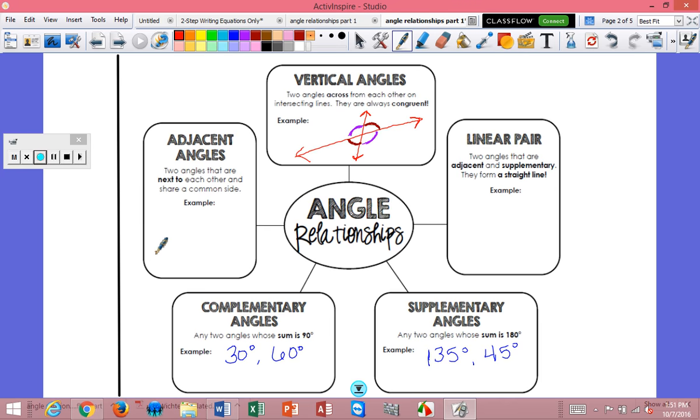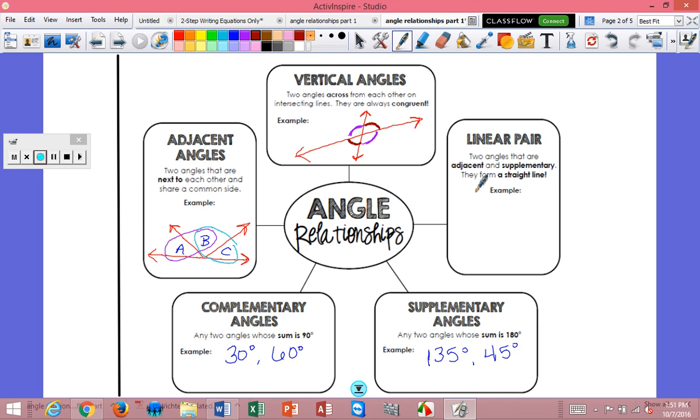Now adjacent angles are angles that are next to each other. So let's say that we have angles A, B, and C. A and B would be adjacent angles because they're next to each other and they share a common side. Angle B and angle C would also be adjacent. They're right next to each other and they share a common side. However, notice how angle A and angle C would not be adjacent. They're not next to each other, and they also do not share a common side.